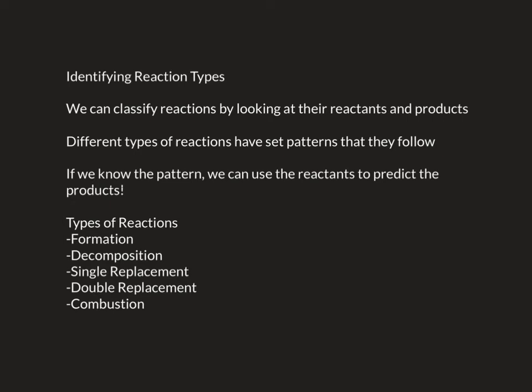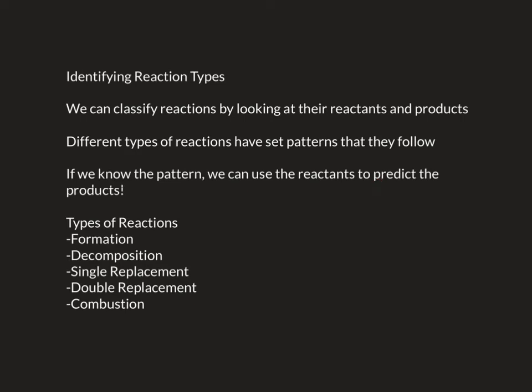All right, today what we're doing is actually taking it a step further. If I give you just the reactants of a chemical reaction, can you figure out what the products are going to be? In order to do that, we have to know different types of reactions, because different types of reactions follow different patterns, and those patterns help us figure out what the products might be. So we classify reactions by looking at their reactants and how those reactants turn into the different products. As long as we know the pattern, we can use just the reactants to figure out what the products will be.